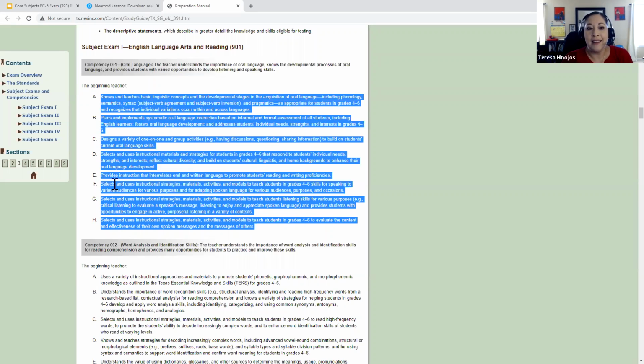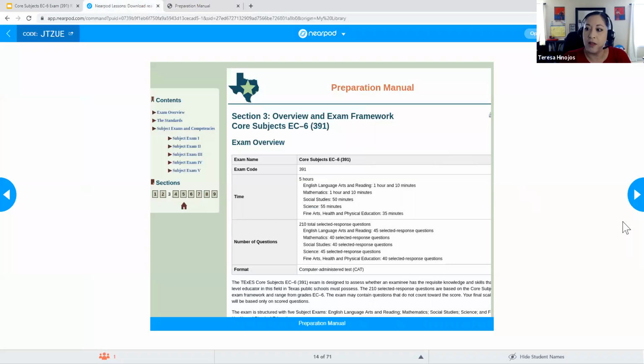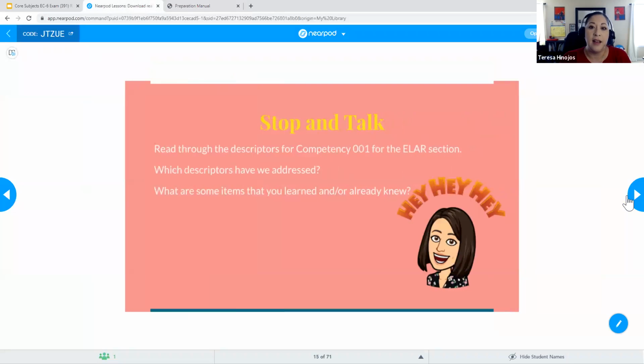And if there's anything in there that you don't know, then that's something that you're going to have to research, something that you're going to have to get more information on, so that you will do well on this exam. So what we're going to do next is I'm going to put you into a group so that you can go ahead and read through the descriptors for competency 1. And based on what we've talked about already, which descriptors have we addressed? And are there some items that you learned or that you already knew?